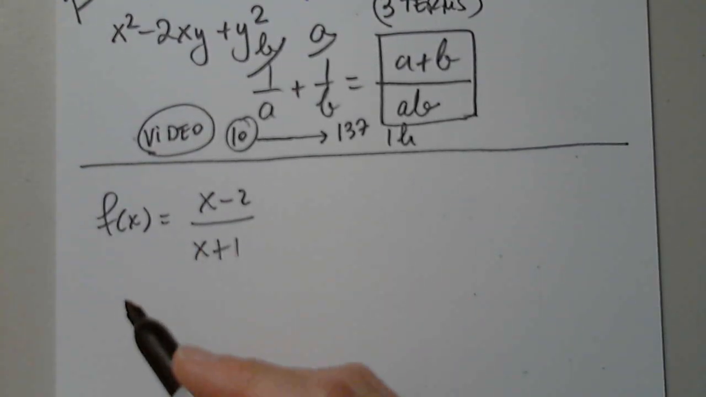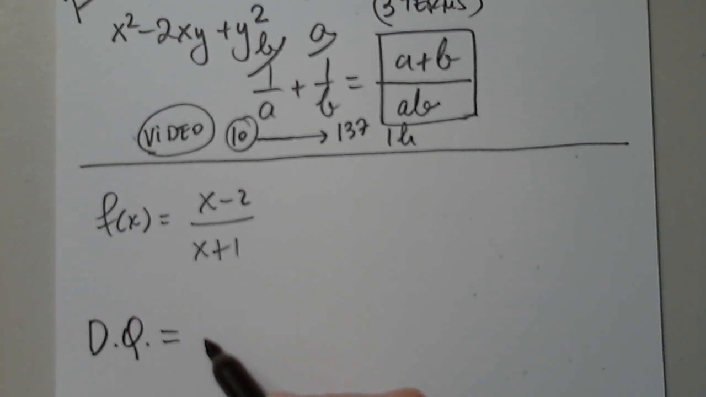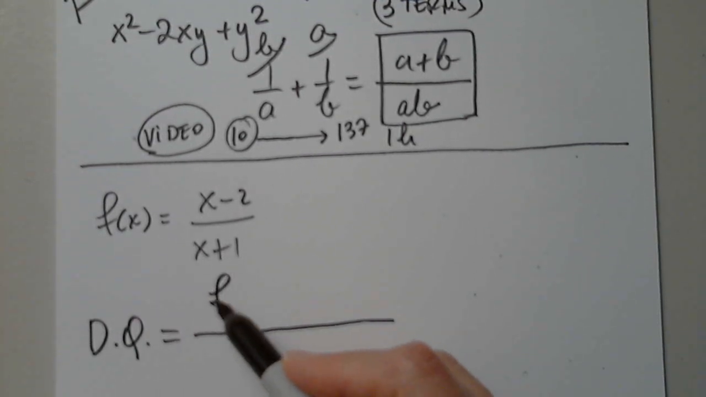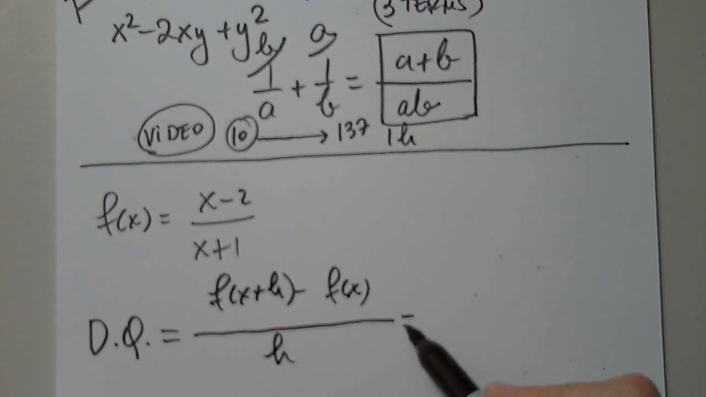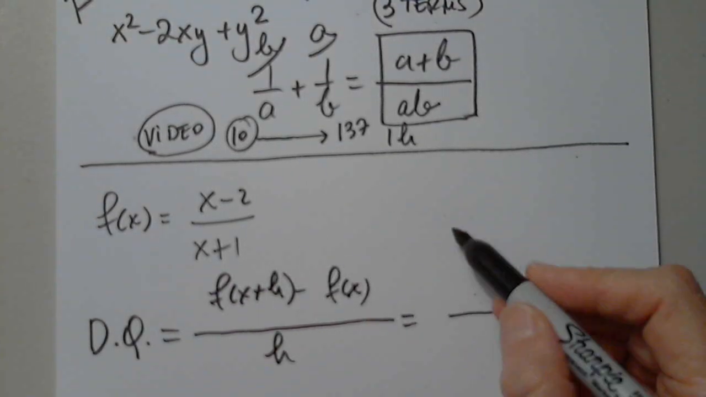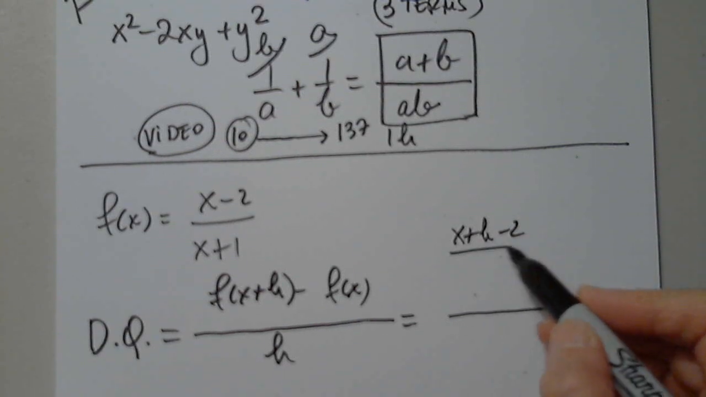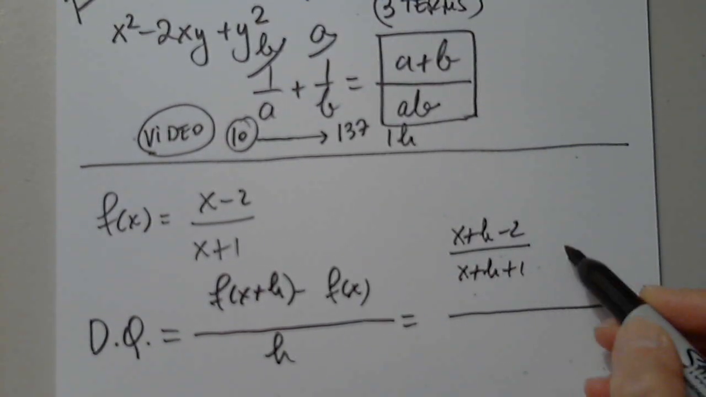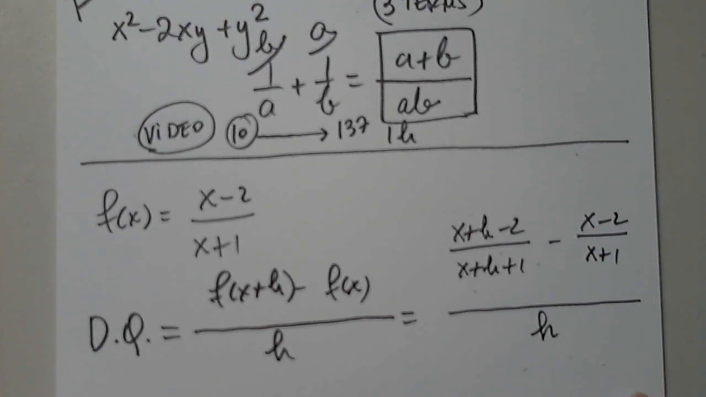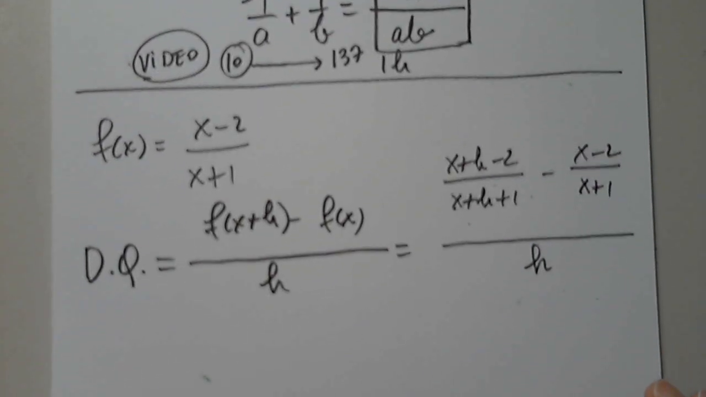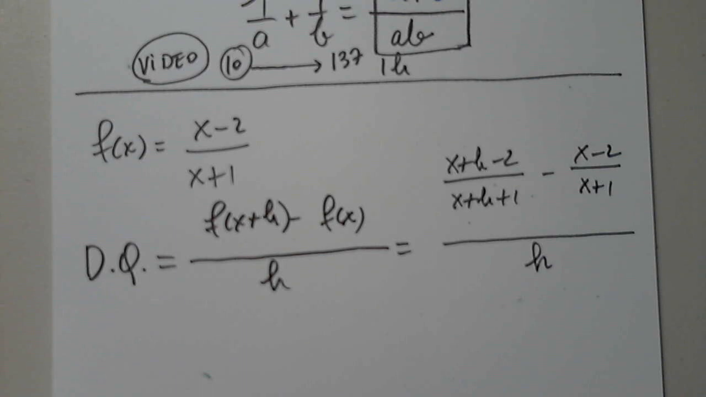So you want to determine the difference quotient for this function, right? So we start with the definition, f of x plus h minus f of x divided by h. We plug in x plus h minus 2 over x plus h plus 1, minus x minus 2 over x plus 1, divided by h. Is this okay so far? Yeah. Okay.